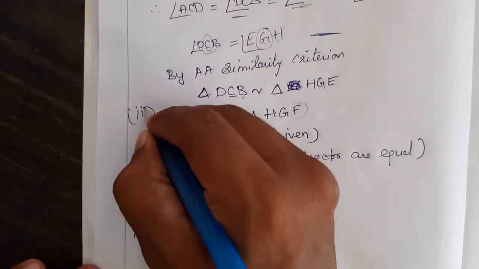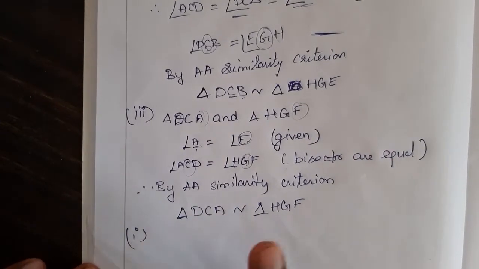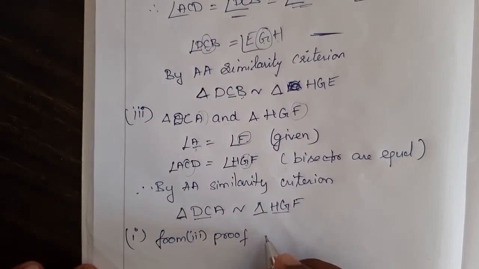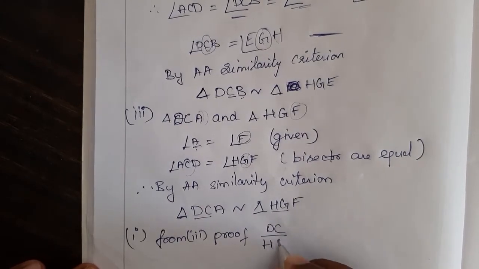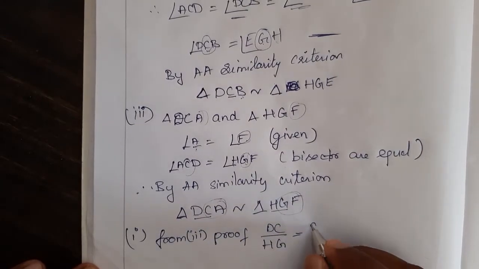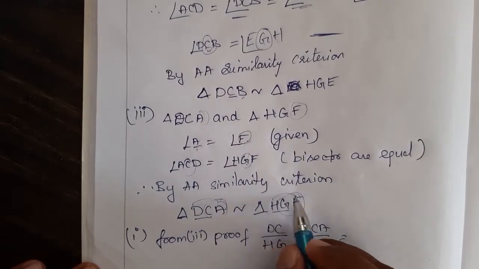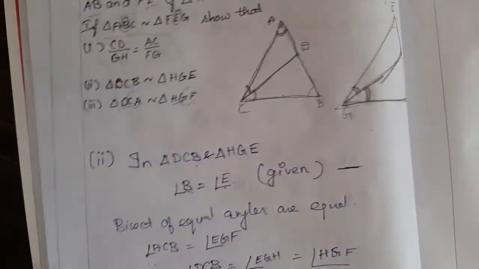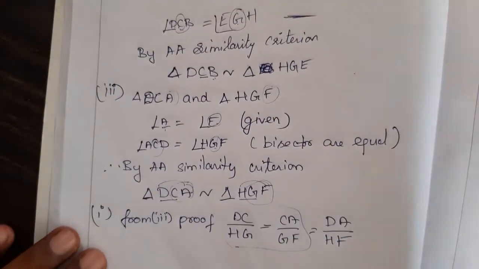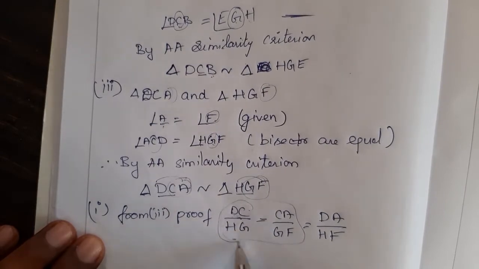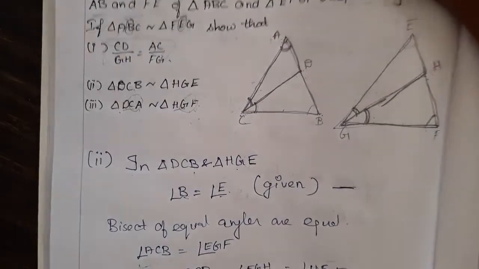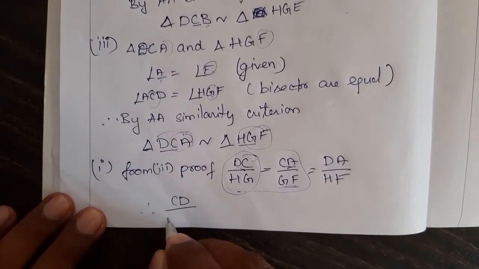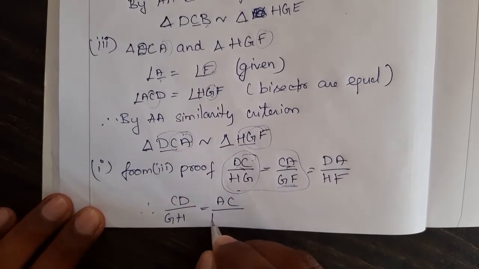So then, actually this is the third one, then we can go for the first one. So we have proved these are similar, right? So from the third proof we get that DC by HG is equal to CA by GF, which is equal to DA by HF. I hope these two are what we need to prove, right? Let's see. CD by GH, yes, here I represent as DC, both are GF. Yes, this is equal to AC by FG. The order is changed, doesn't matter, right? So therefore CD by GH is equal to AC by FG. We have proved.